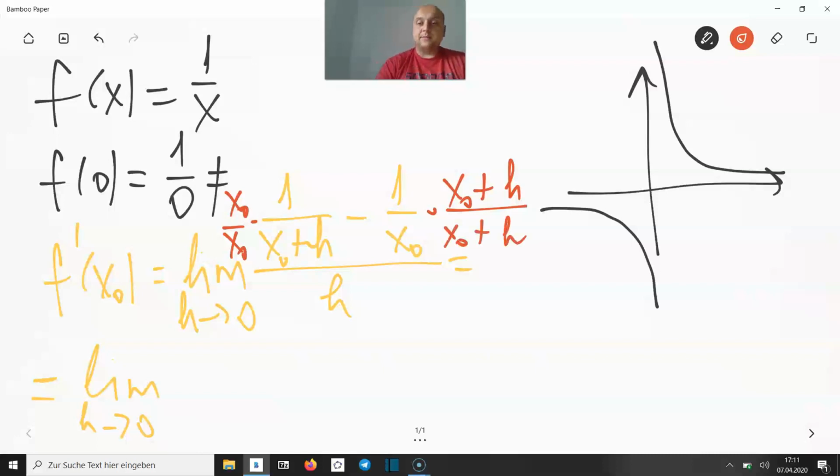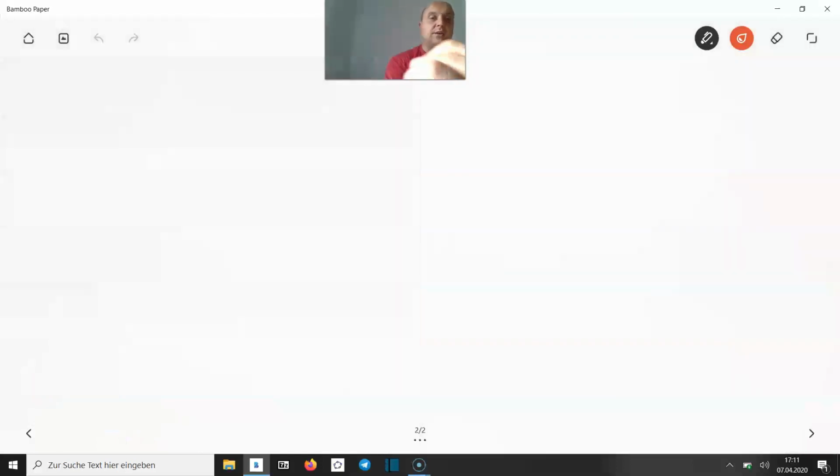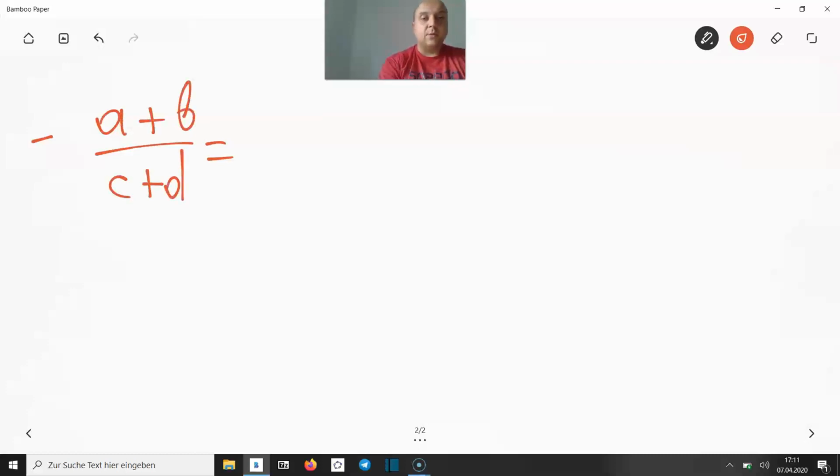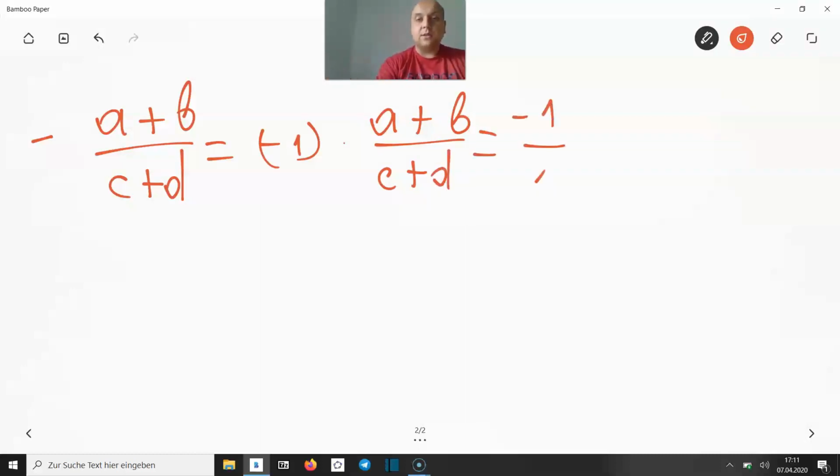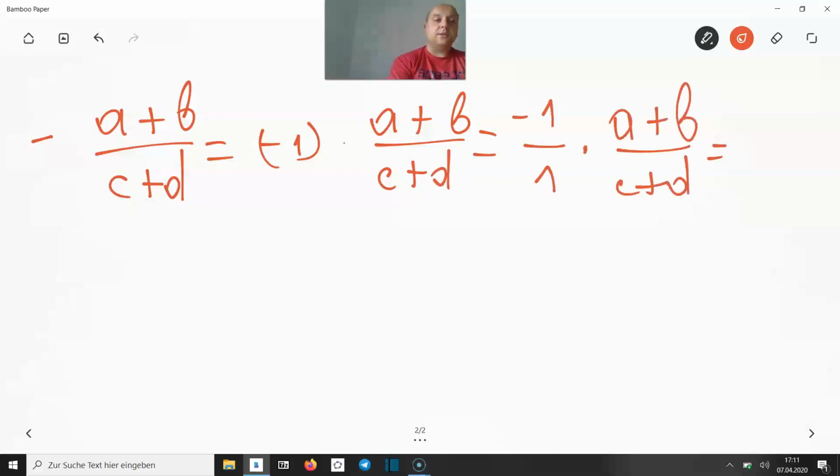Now see what's happening. If we have a minus in front of a fraction, for example minus a plus b divided over c plus d, that means basically we have minus 1 multiplied by a plus b divided over c plus d. I can rewrite minus 1 as minus 1 times 1, firstly. And then we know how to multiply fractions. This is numerator times numerator and denominator times denominator.